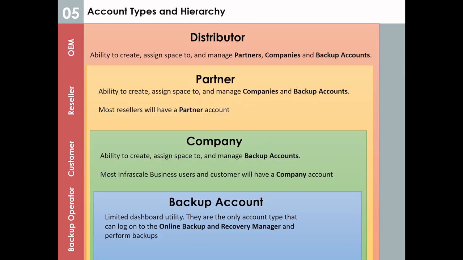The first type of account is a distributor account. These have the ability to create, assign space to, and manage partners, companies, and backup accounts. These are usually managed by OEMs that have multiple resellers under them. A partner account has the ability to create, assign space to, and manage companies and backup accounts. Most reseller accounts will start here.